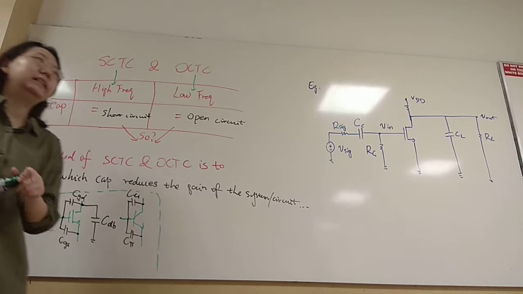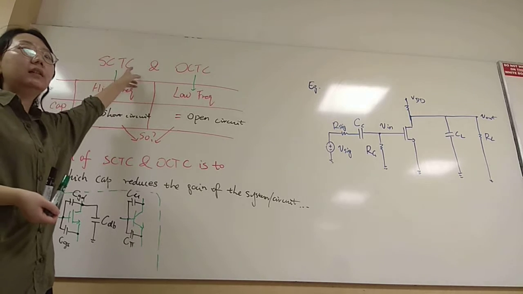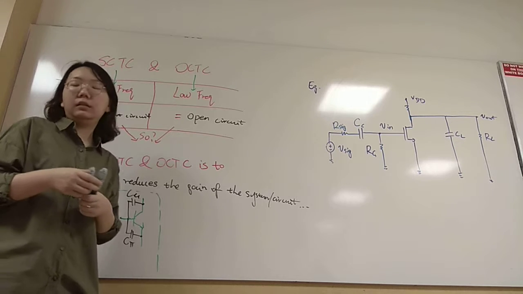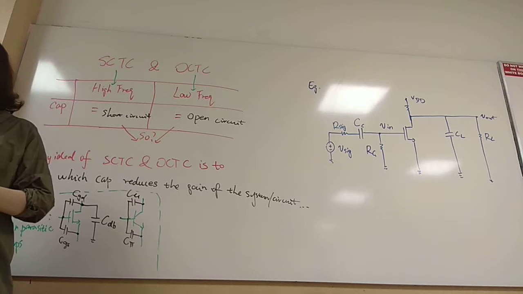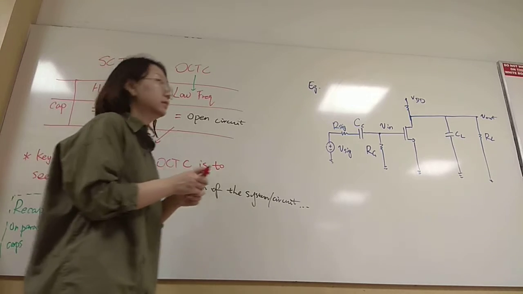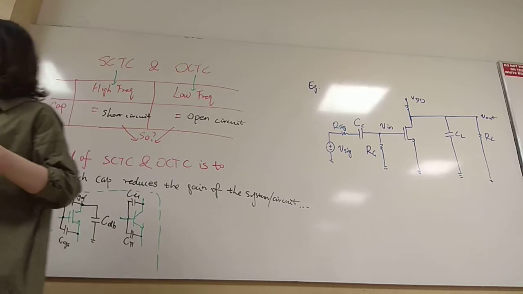Let's say I want to find the high frequency cutoff, so I need to use SCTC, right, for the high frequency cutoff. So how to use this method? How to use your SCTC? Short the capacitor.